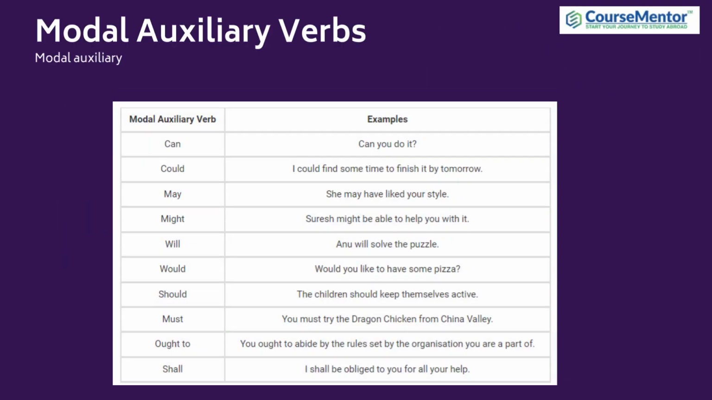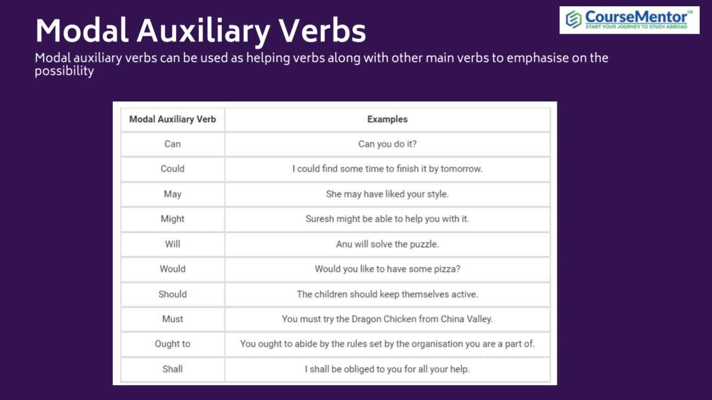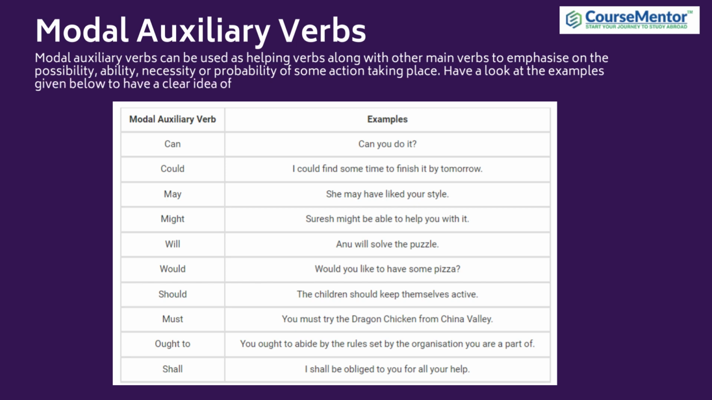Modal auxiliary verbs. Modal auxiliary verbs can be used as helping verbs along with other main verbs to emphasize the possibility, ability, necessity or probability of some action taking place. Have a look at the examples given below to have a clear idea of how it works.